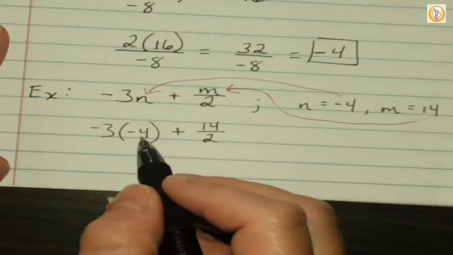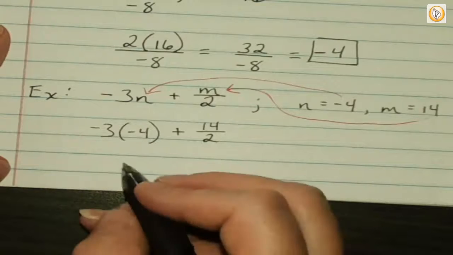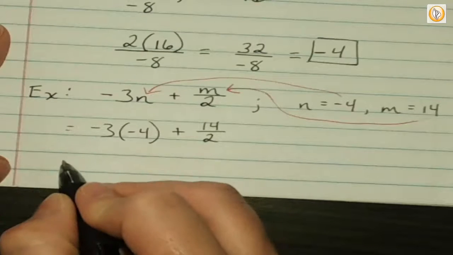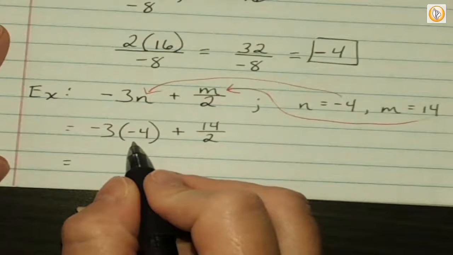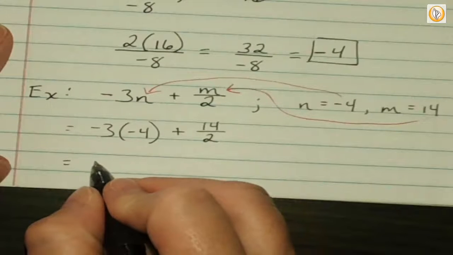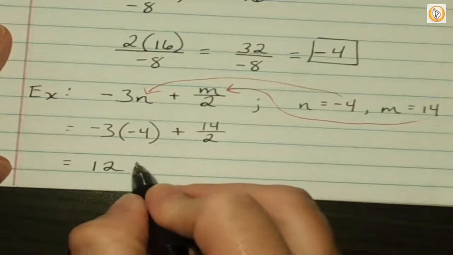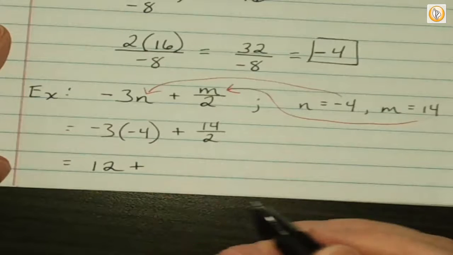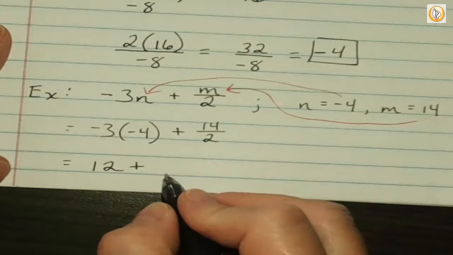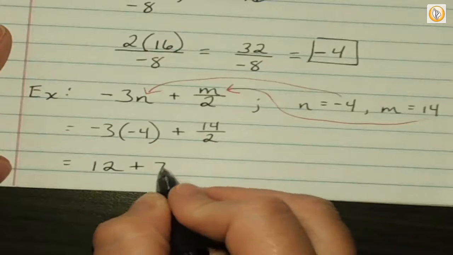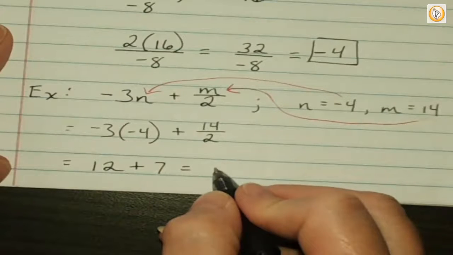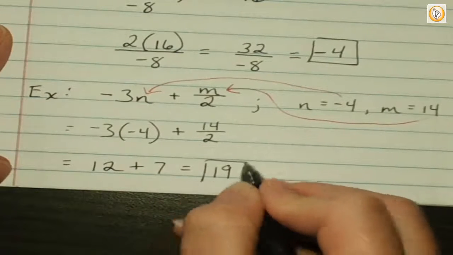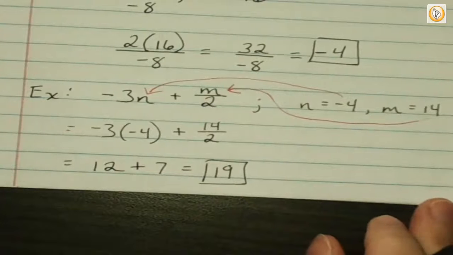So what is -3 times -4? 12. Negative times a negative is a positive. So what is your answer? 12. There you go. Plus, what is 14 divided by 2? 7. What is 12 plus 7? 19. And there's your answer. Any questions?